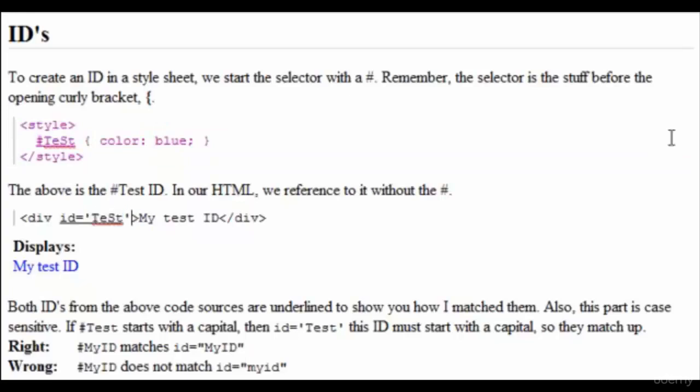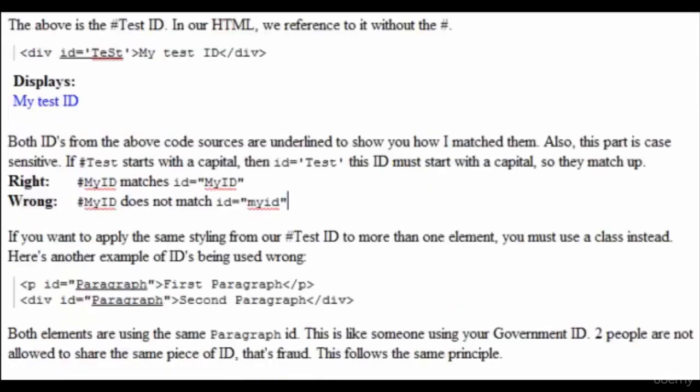So just as a quick right and wrong, the right way to do it is if you have a CSS class with my ID, they're all capital letters except for the Y, which is a lowercase, and it should match all capital letters except for lowercase ID. What's wrong is if you use the exact same CSS ID, but in your HTML you use all lowercase. If you want to apply the same styling from our test ID to more than one element, you must use a class instead.